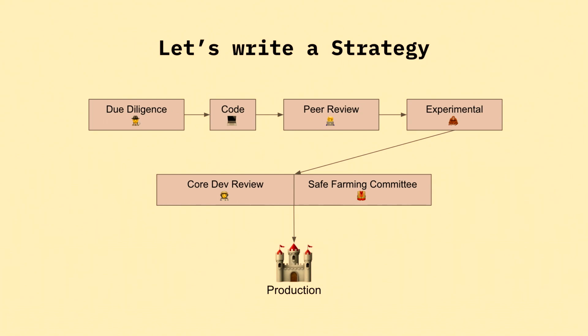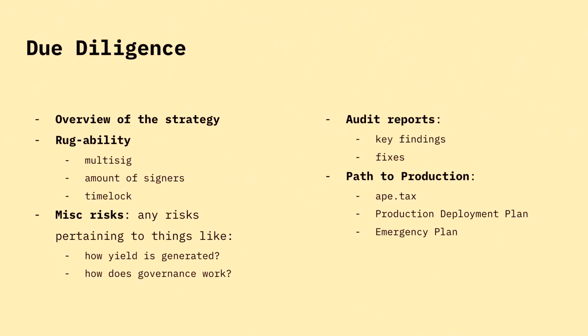Then it's going to go through a peer review, because we all know that audits take time and a lot of money. And then it goes to an experimental website we have. That's the part with testing prod. And then the core devs are going to review it. The Safe Farming Committee is going to review the due diligence again, and it's going to give the green light to go to production. Let's go step by step.